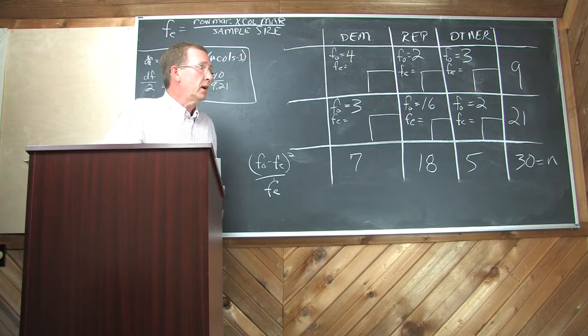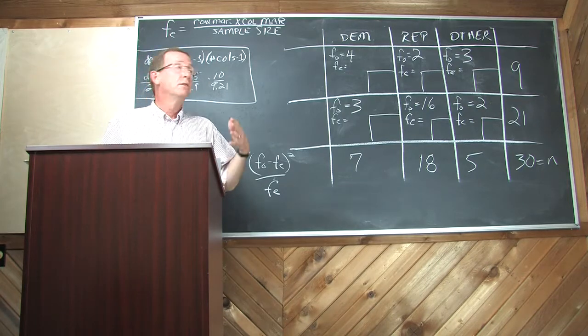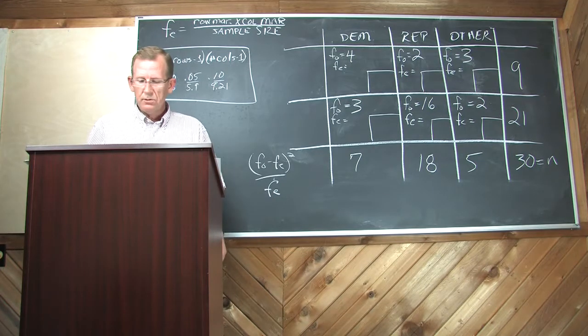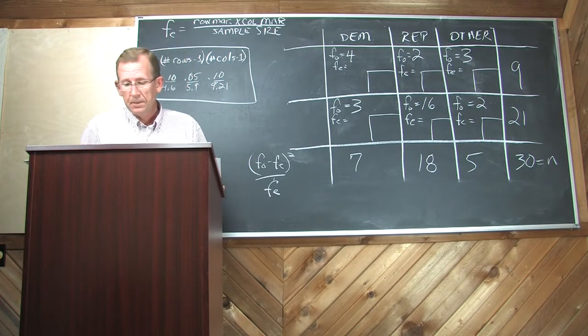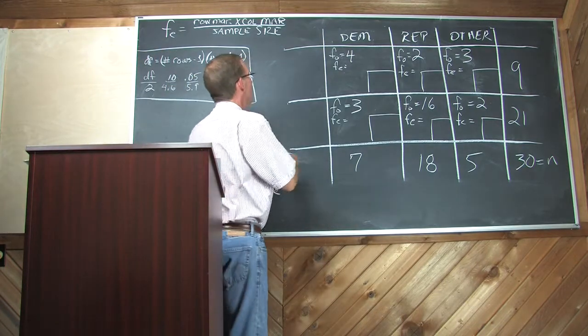Okay, let's do another chi-square example instead of a 2x2 table, which is where we were earlier. We're going to do a 3x2 table. The data from here are adapted. Let's call this yes and no.